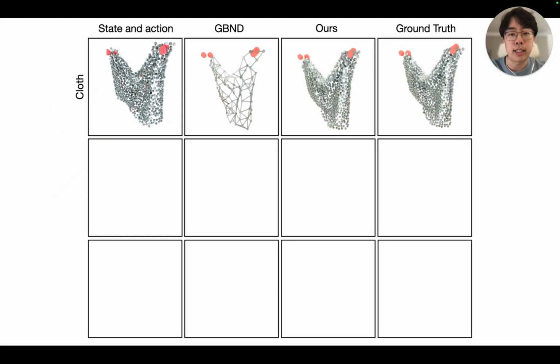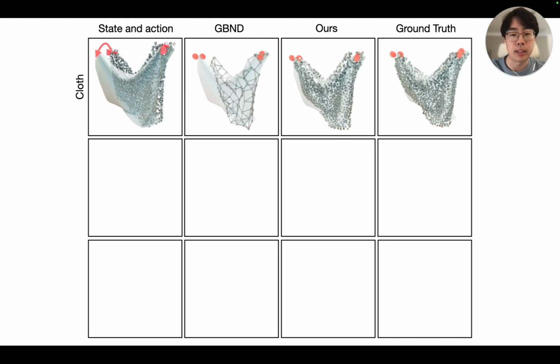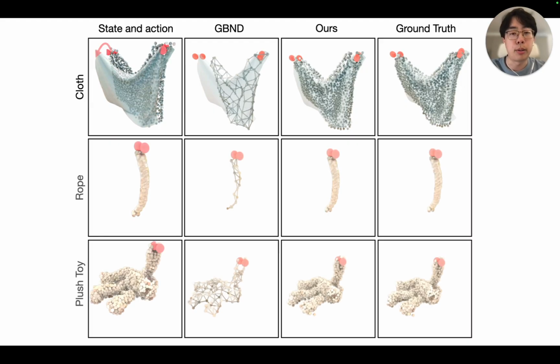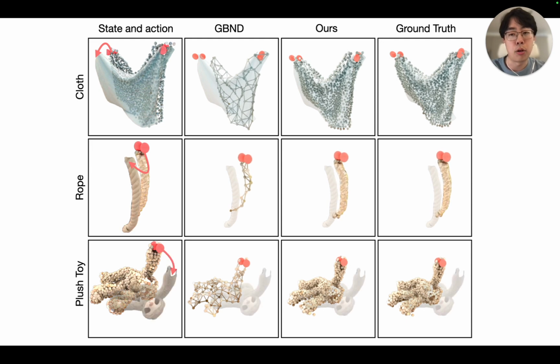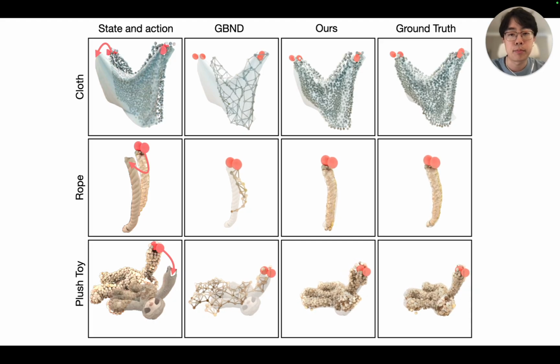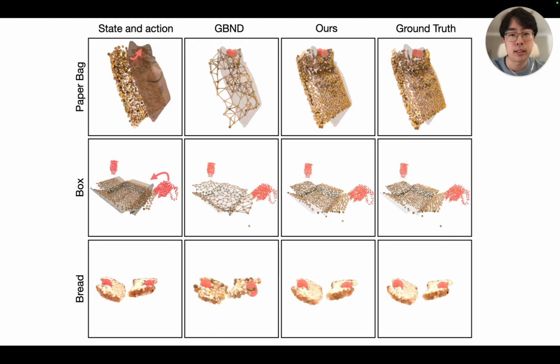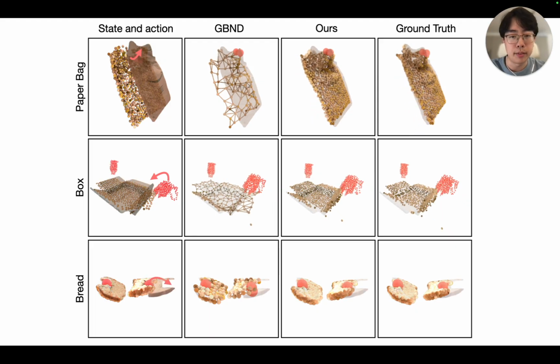Given initial state and action, our model more accurately captures deformations compared to the GBND baseline, resulting in closer alignment with the ground truth. Our approach also effectively handles other deformable objects such as rope, plush toy, paper bags, boxes, and bread.